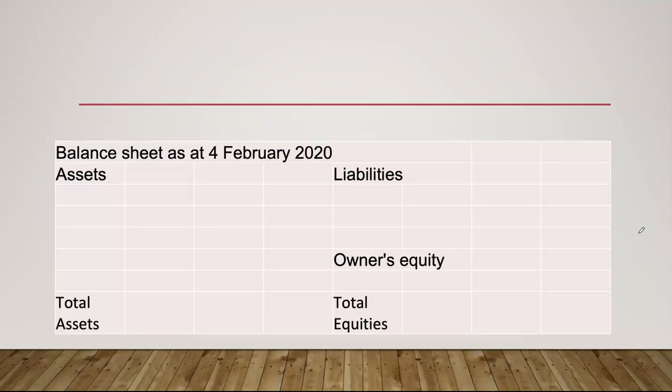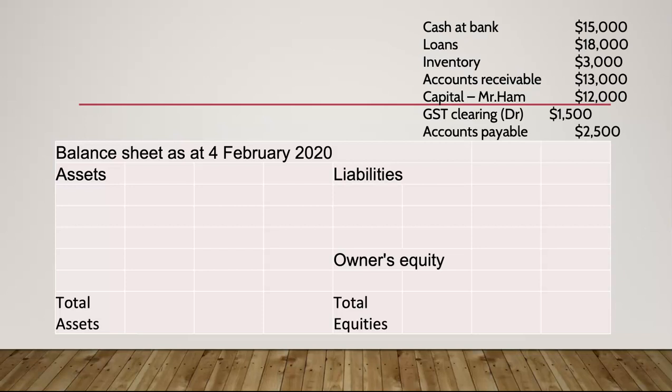And I've created one here for you. So let's remember this really quickly. Cash is an asset. Loans are a liability. Inventory is an asset. Accounts receivable is an asset, capital is owner's equity, GST clearing we know is an asset now, and accounts payable is a liability. I can then use this information to create my balance sheet. So let's do this really quickly.